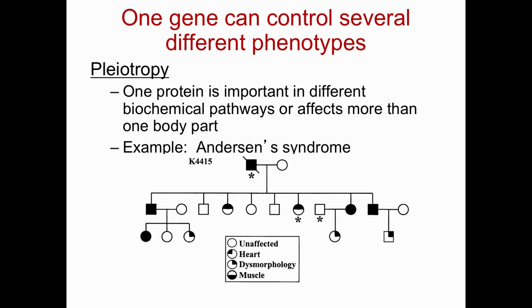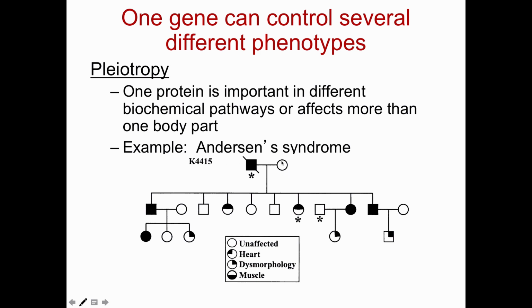This is an example of a condition called Anderson syndrome, where there's one protein that plays a role in more than one biochemical pathway and therefore affects more than one body part if that particular protein is affected. And this thing that you see here is something called a pedigree, which I'm going to talk more about in a little bit.